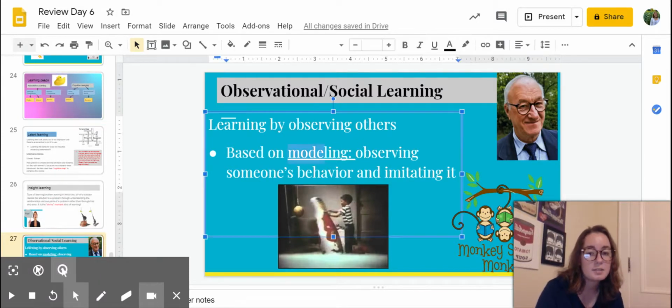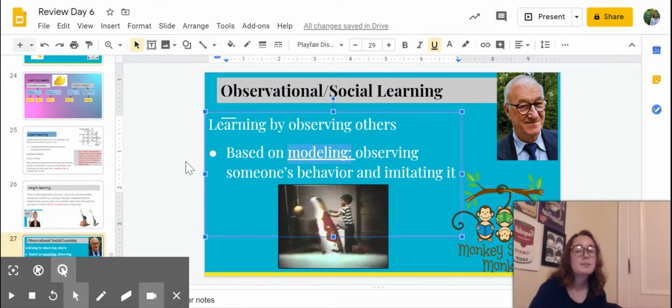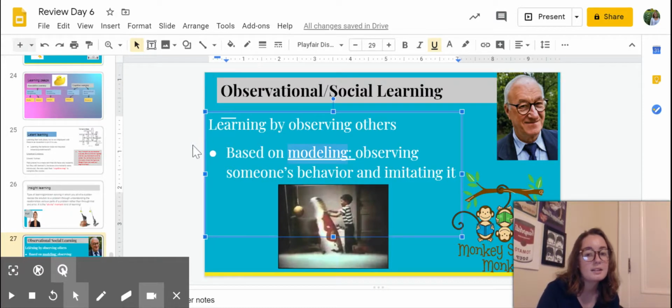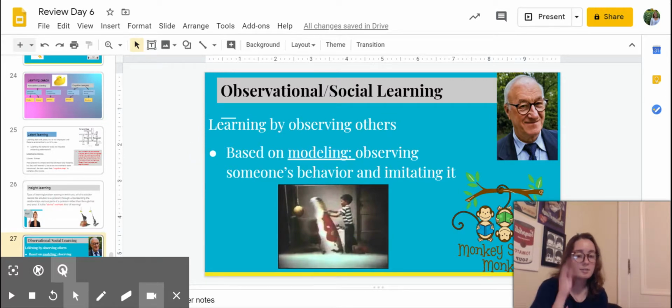A very good term to know is modeling, and this is the heart of his theory. Modeling is the idea that you observe someone else's behavior and imitate it. This is a good example for FRQs of using synonyms. If you're asked to talk about the word modeling and you say, Joey modeled the behavior that Becky was doing, you're not showing your understanding. So use synonyms like mimic, copied, did the same behavior as.